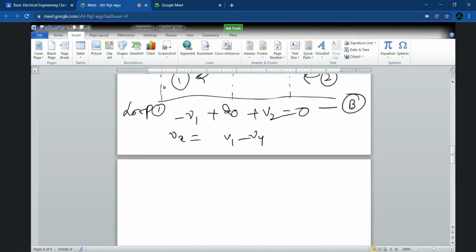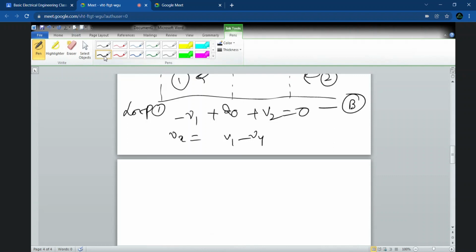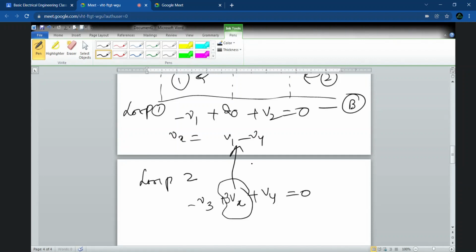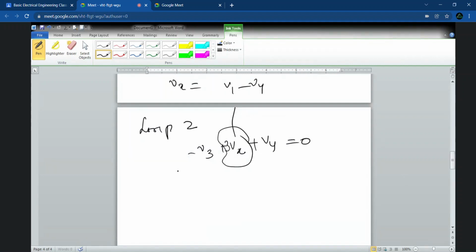This was for loop 1. Now for loop 2, I will write the equation. You also go on writing the equations in the same way. For loop 2, we will write: minus V3 plus 3Vx plus V4 is equal to 0. And this Vx we can write in terms of V1 minus V4. So you can rewrite this equation. Is it clear? Yes, ma'am.